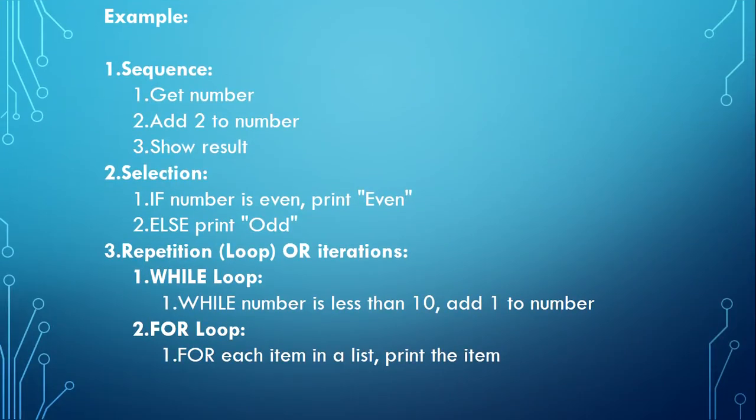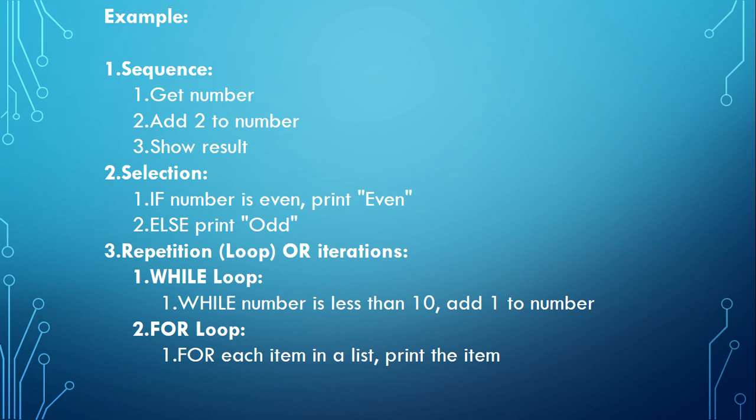Example. We have now the sequence. For example, here we have: get number, add 2 to the number, show the results. So if the number was 2, it becomes 4. The answer 4 has 2 added, it becomes 8. That is now sequence. Whereas selection: if number is even, print even, else print odd. You see now here we have 2 conditions. That's why you're using if. And when you use if, you must use then and then else. We shall see that one later on.